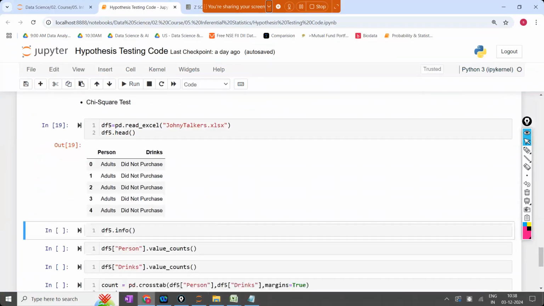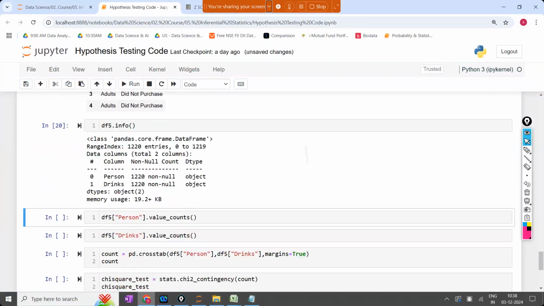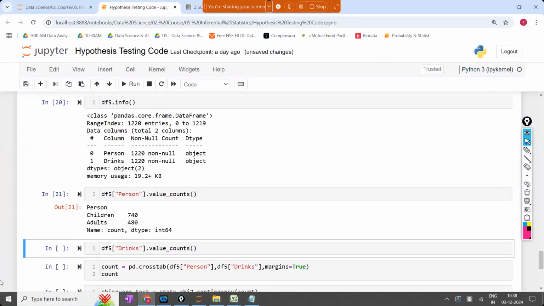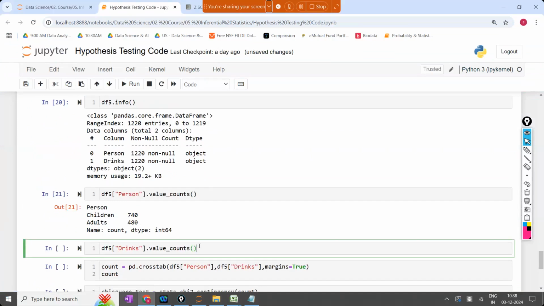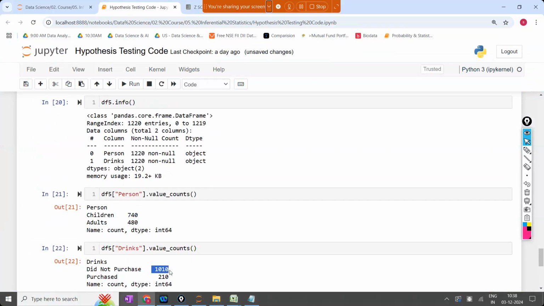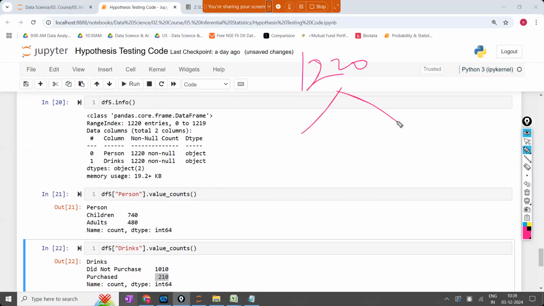Okay. So here we have the data. Within the data, I have how many children there are and how many adults there are. Total 1220 records. Out of 1220, 740 are children and 480 are adults. Similarly, how many did not purchase: 1010. How many purchased: 210. Okay, 210 purchased, fine. Out of 1220, 210 people have purchased; 1010 people have not purchased.